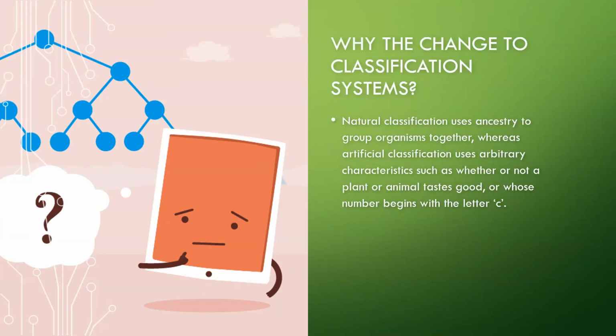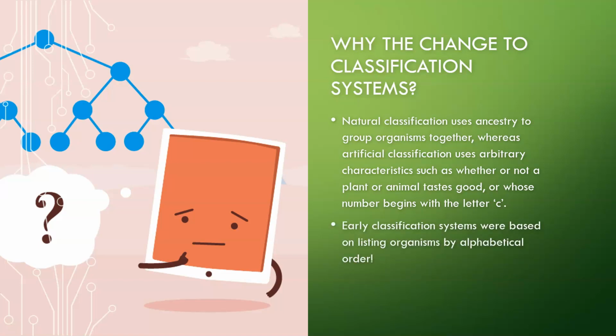So why did we have to change classification systems? Well, natural classification uses ancestry to group organisms together, whereas artificial classification uses arbitrary characteristics such as whether or not a plant tastes good, or whose name begins with the letter C. As early classification systems were also based on listing organisms by alphabetical order. So they found an organism, they gave it an A, found another one, gave it a name beginning with B, C, and so on. A bit like we name hurricanes nowadays.